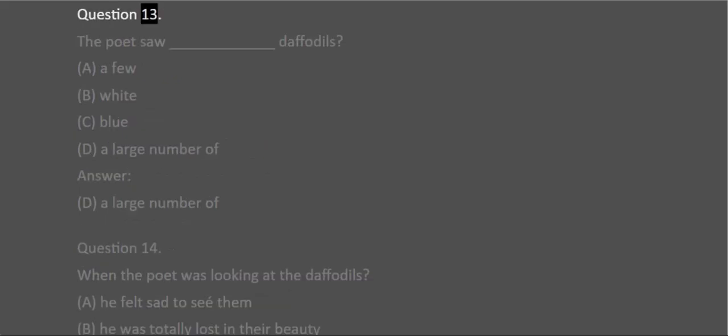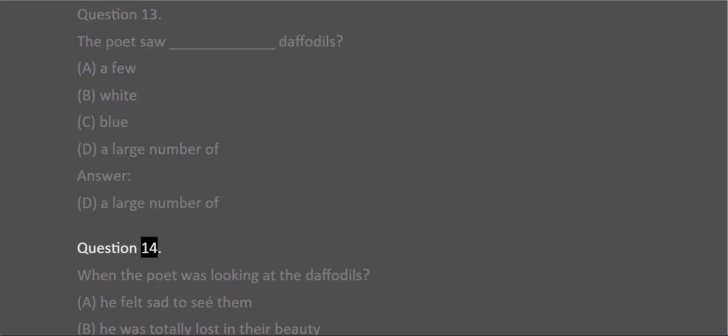Question 13. The poet saw blank daffodils. A. A few. B. White. C. Blue. D. A large number of. Answer. D. A large number of.